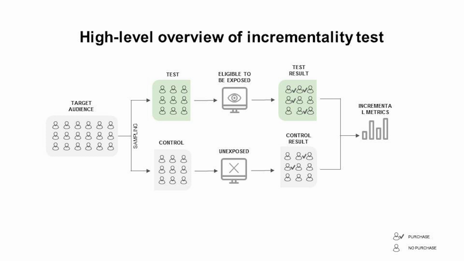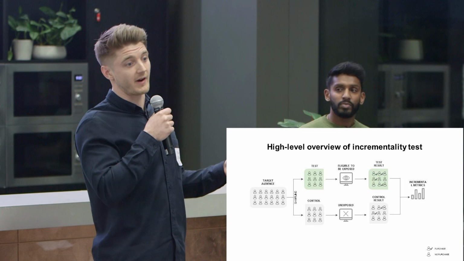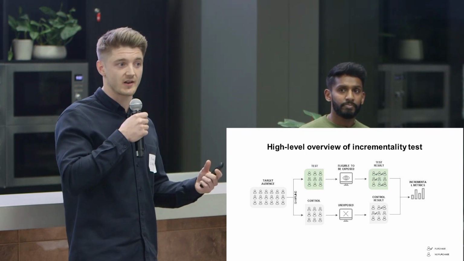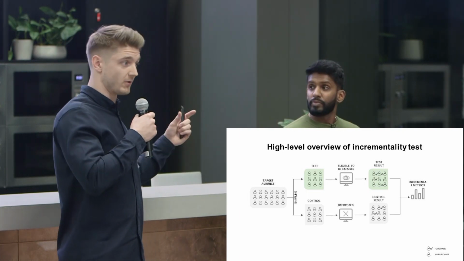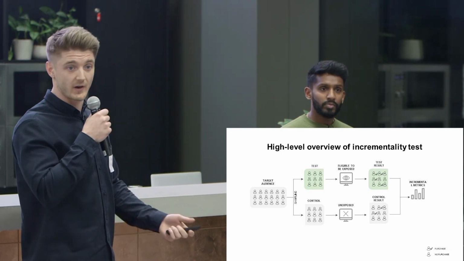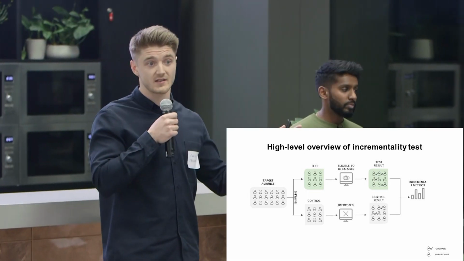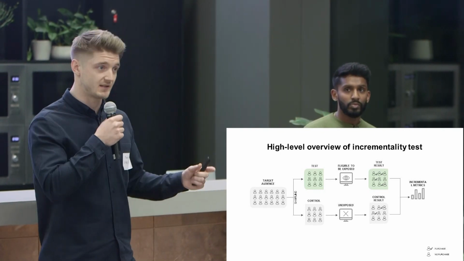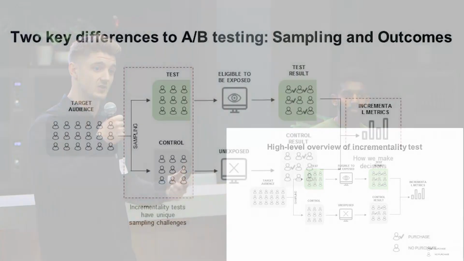So you start out with a target audience. These are people you want to show your ads to. And after we've stated some hypotheses, decided our metrics, and done a power analysis, we sample these into test and control groups. The test group are eligible to be exposed to ads, and the control group are unexposed. We track the user's behavior throughout the duration of the test, and if we find a statistically significant difference, the magnitude of this difference can be used to calculate some incremental metrics, which can be used for marketing decisions.